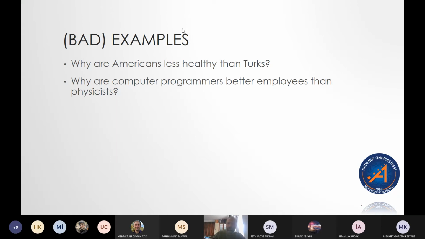So what was the other one here? Computer programmers are better employees than physicists. Well, I think computer programmers are better employees than physicists. Right, Seth? You agree?